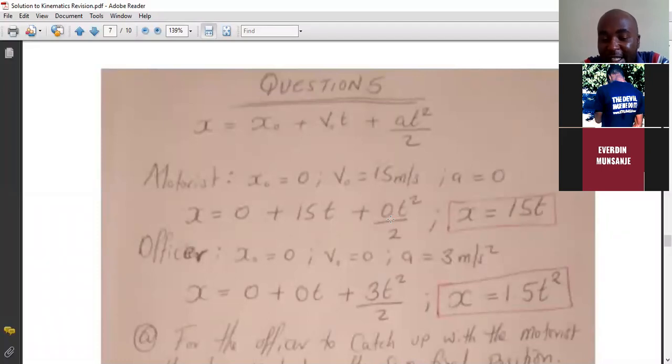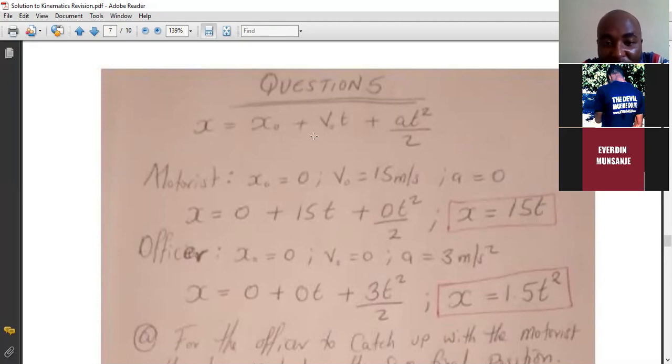When you multiply anything by 0, or divide 0 by something, it's just 0. So the only thing that stands here is that x is 15t.